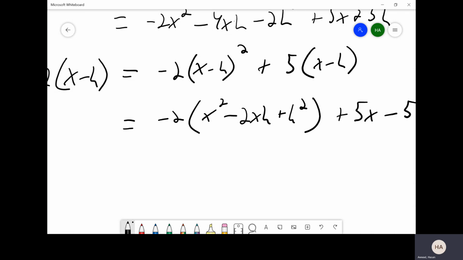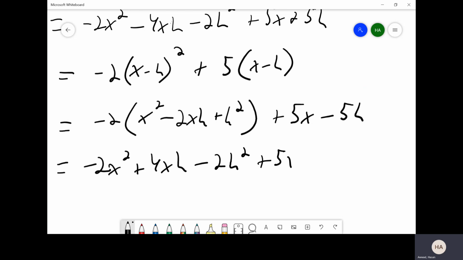So now we're going to distribute the negative 2 to each piece. So that means we have negative 2x squared plus 4xh, right? Negative and a negative, so they turn into a positive when multiplied. So plus 4xh minus 2h squared. And over here, we have plus 5x minus 5h. And once again, there's nothing that we can condense. Everything is in terms of different variables, so we have to leave it as this.